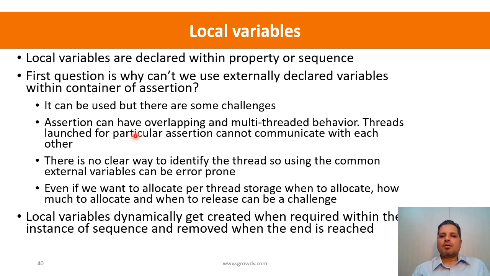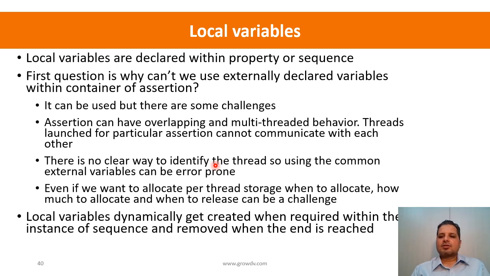So the properties can have an overlapping or multi-threaded behavior, right? And the threads that get launched cannot communicate with each other. So any storage that you have allocated externally, if it has to be used by the threads, there is no way for one thread to say, hey, I am using it, so you don't use it, or this one I want to use, you use the other value. There is no way to communicate such information very clearly. And if there are common variables and we are unaware of it, then you would end up overwriting the values.